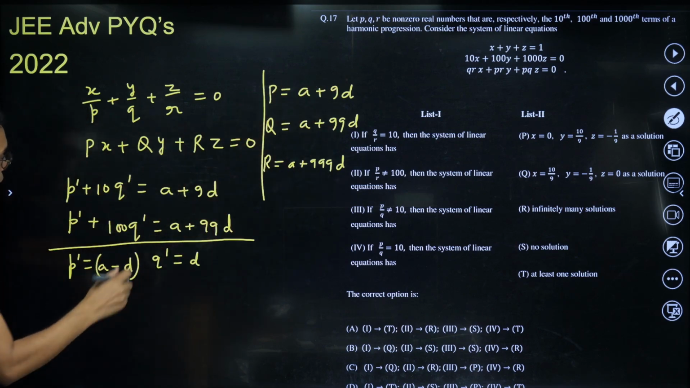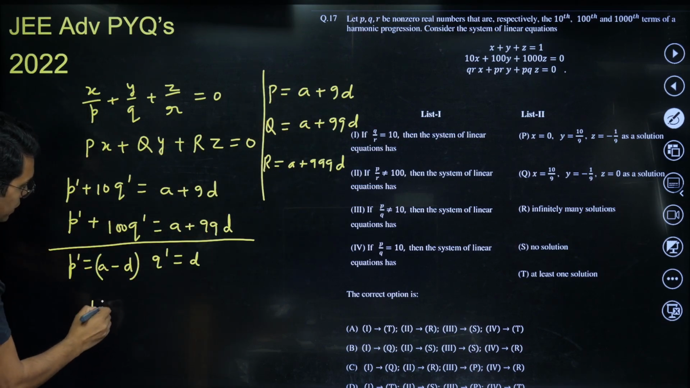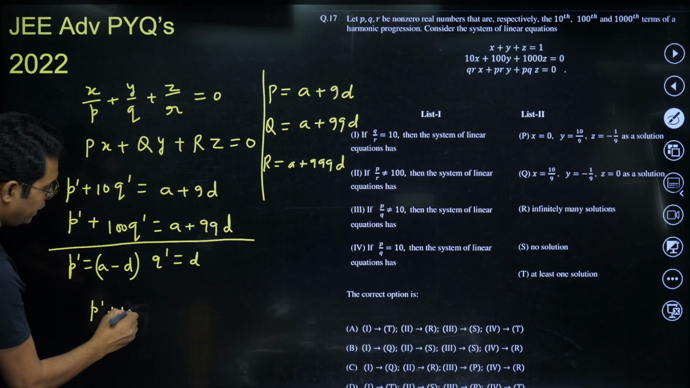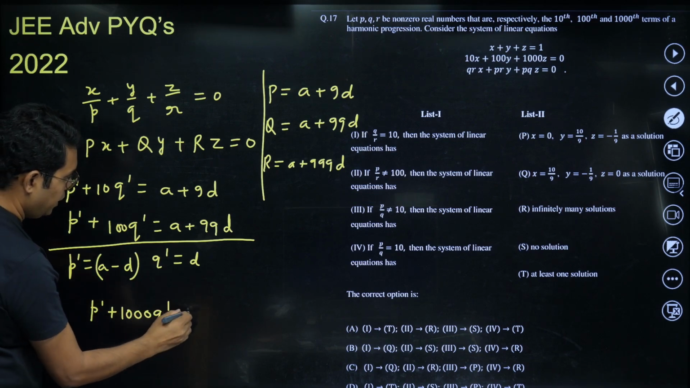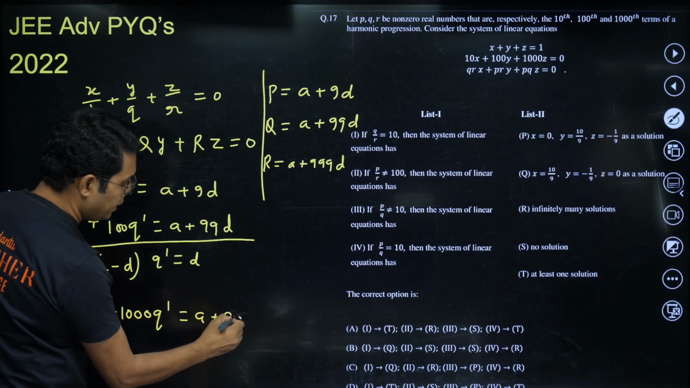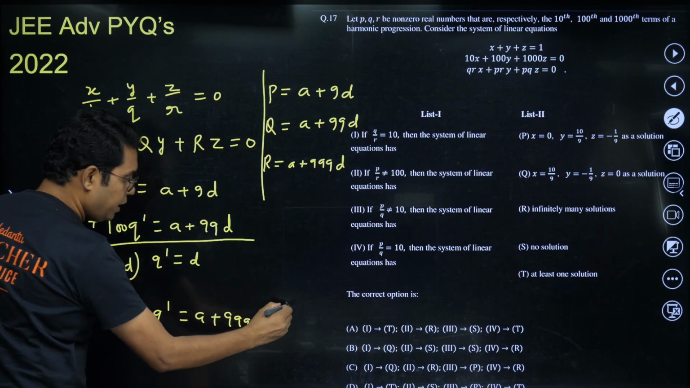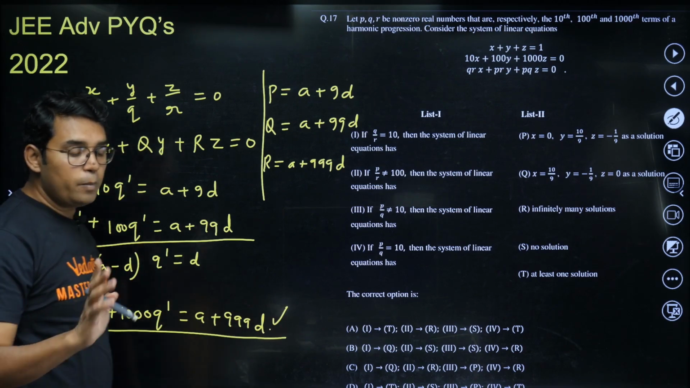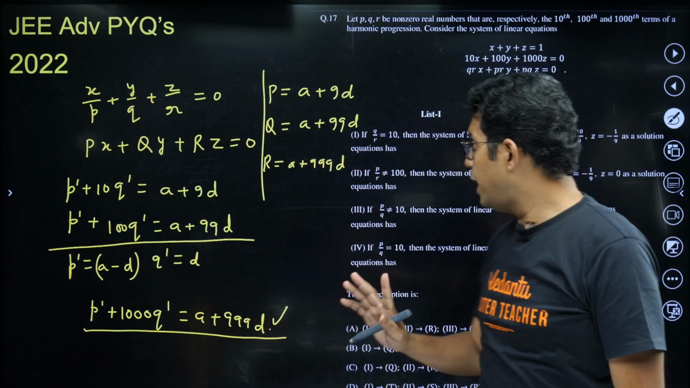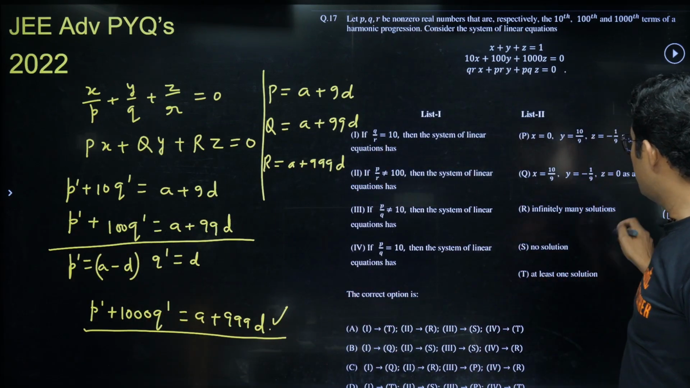For Z, what do I need to have? I need to have P dash plus 1000 Q dash equal to A plus 999D. You can check this is getting satisfied. So that means this cannot be a case of unique solution. I think we should forget about that, that you cannot have a unique solution.